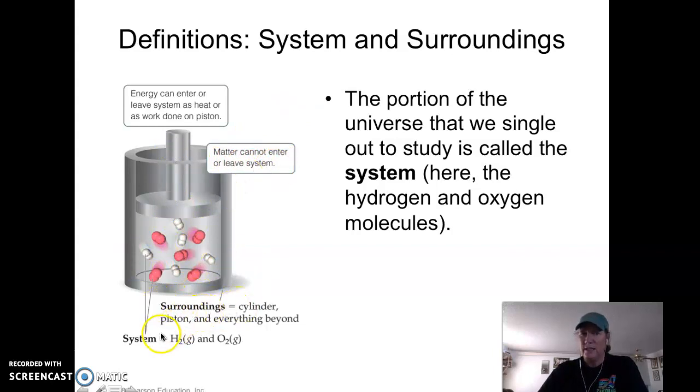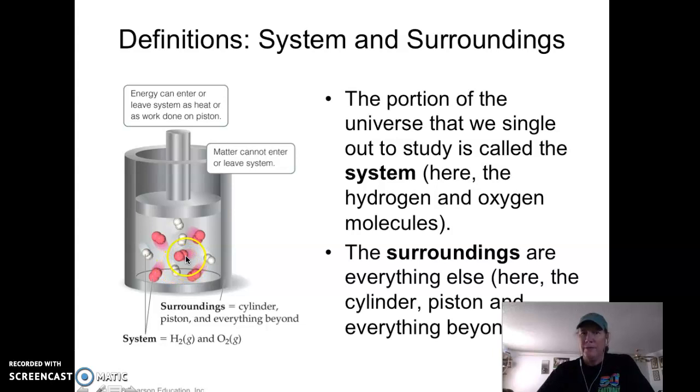So the system is the hydrogen and oxygen in here, okay? The surroundings are going to be all this area out here and up here and all that, okay? So the portion of the universe that we single out to study is the system. In this case, our system is these guys, the hydrogen and the oxygen molecules, okay? The surrounding is everything else. So these guys are our system, just these chemicals. And you'd think this whole area would be your system, but it's just the reaction that's occurring that is your system.